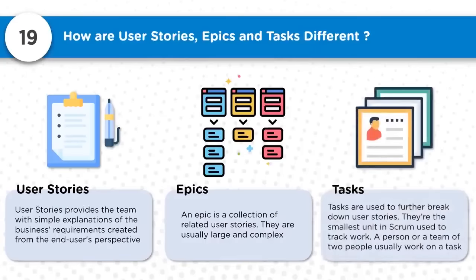Whereas tasks are the ones used to track work. They are further broken down from the user stories. So it's the smallest unit in Scrum used to track work. A person or a team of two people usually work on the tasks. Through these tasks, the features and functionality that are required to be accomplished are done.